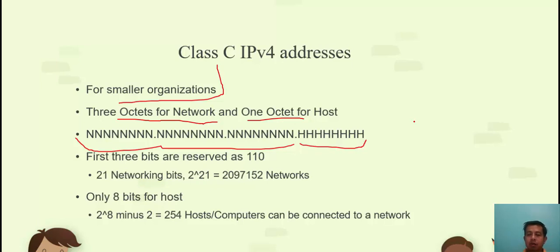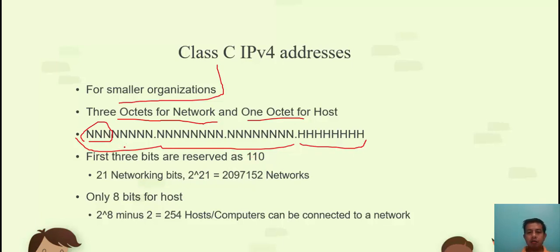Since it was assumed that there are many smaller organizations, to enable more and more smaller organizations to buy an IP address, a lot of addresses were kept. So many bits are kept for the network part, and only 8 bits are kept for the host part. In Class C, the first 3 bits are fixed as 110.